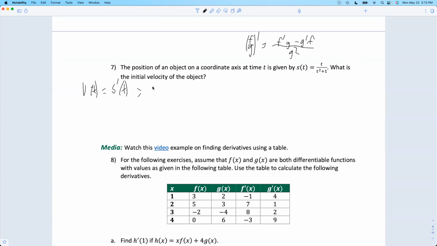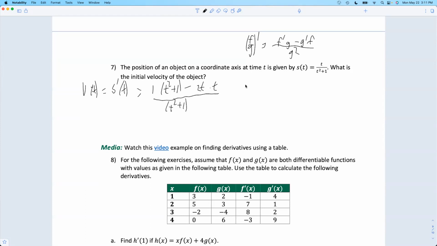Okay, so what do we get? Derivative of the top. Derivative of t is just 1. Times leave the bottom alone. Minus the derivative of the bottom. The derivative of t squared would be 2t. The derivative of plus 1 is just 0 times the top. So there's bottom derivative times the top left alone all over the bottom squared.